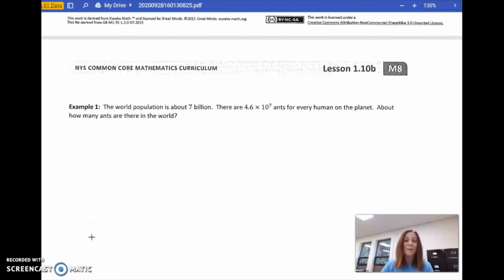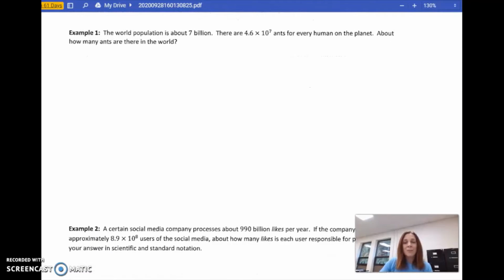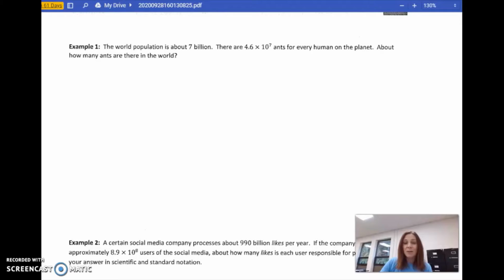All right, let's take a look at a couple examples of some word problems, some real life problems for lesson 1.10b, multiplying and dividing numbers in scientific notation. The world population is about 7 billion. There are 4.6 times 10 to the 7 ants for every human on the planet. About how many ants are on the world?